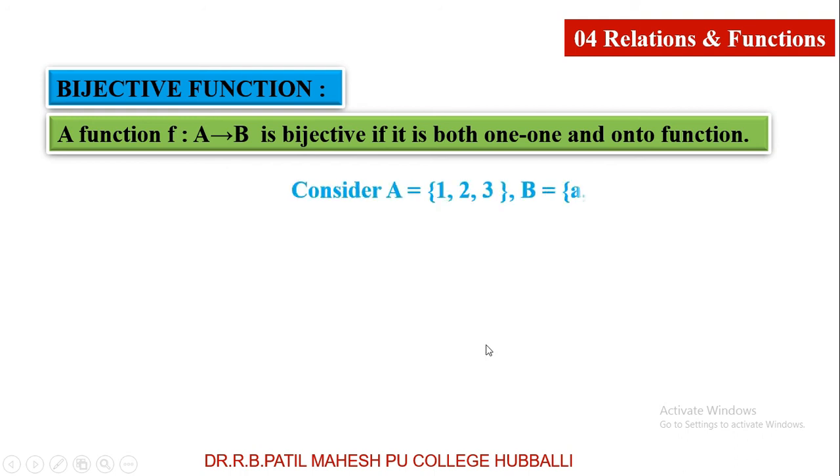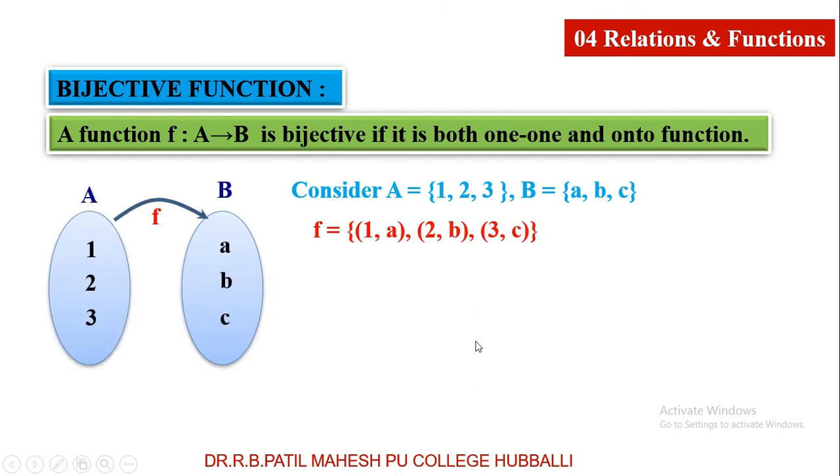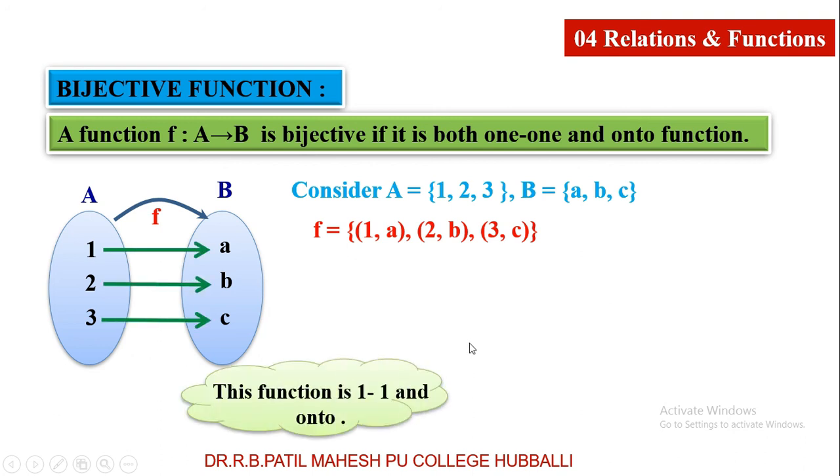Let me take one example. The set A is 1, 2, 3 and B is a, b, c: 1 to a, 2 to b, 3 to c. Simple. Consider its arrow diagram. 1 to a, 2 to b, 3 to c according to the given function. Dear students, this function is 1-1 as well as onto. I'll explain one more time how it is 1-1.